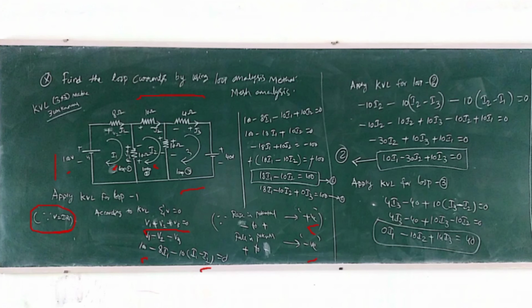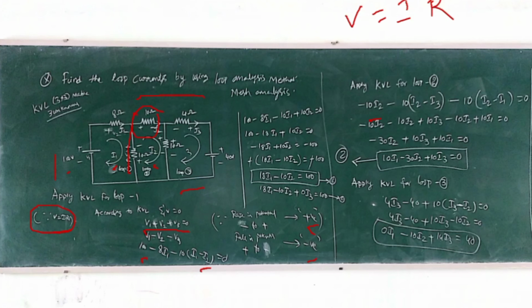Applying KVL for loop 2. For this loop 2 there is no voltage source, but all the resistances will be considered as negative, because the current is entering at positive and leaving at negative. That is a fall in potential, that is minus 10 I2. The voltage drop across this is V equals IR, where I is I2 and R is the 10 ohm that we are using.